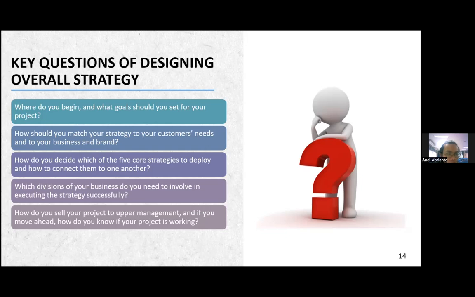First, where do you begin and what goals should you set for your project. The second is how should you match your strategy to your customer needs and to your business and brand. And the third is how do you decide which of the 5 core strategies to deploy and how to connect them to one another. Which division of your business do you need to involve in executing the strategy successfully? And the last is how do you sell your project to upper management? And if you move ahead, how do you know if your project is working?